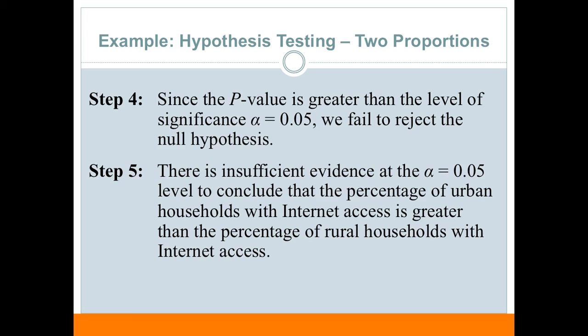So step 4 is to determine what to do based on your p-value. In our case, our p-value is 0.092, which is greater than the level of significance of 0.05, so we're going to fail to reject the null hypothesis. So we would say that there is not sufficient evidence at the alpha equals 0.05 level to conclude that the percentage of urban households with internet access is any greater than the percentage of rural households with internet access.